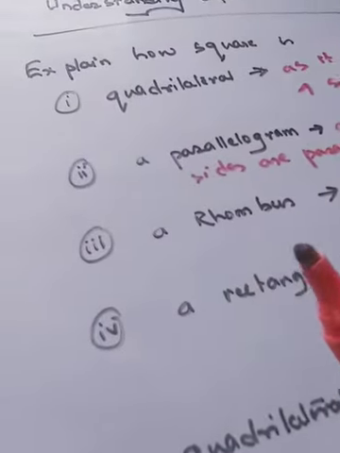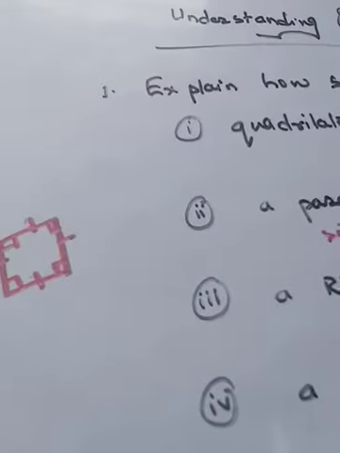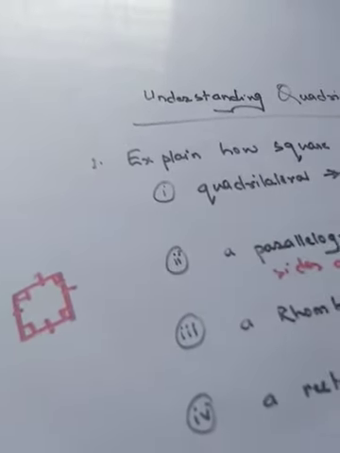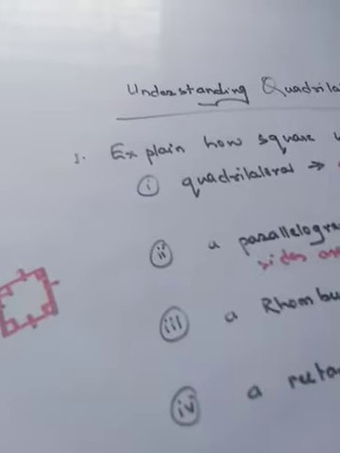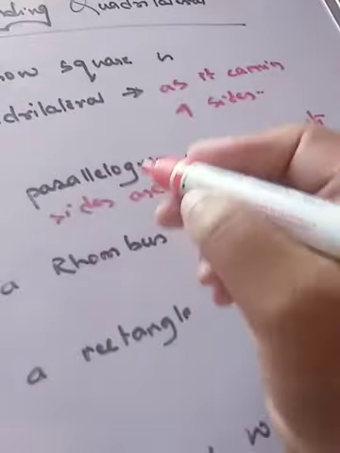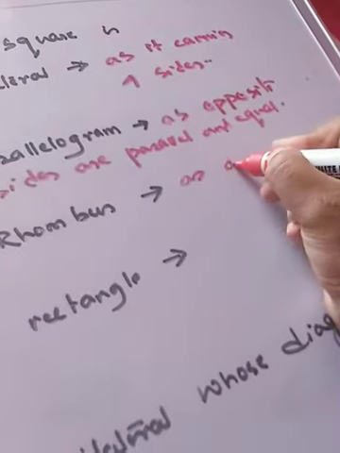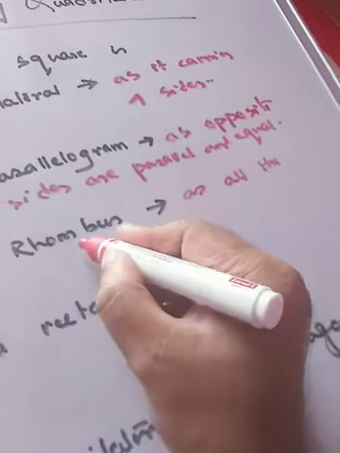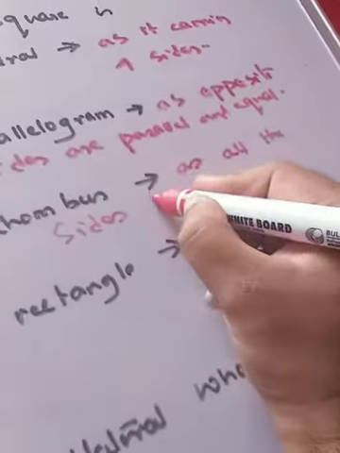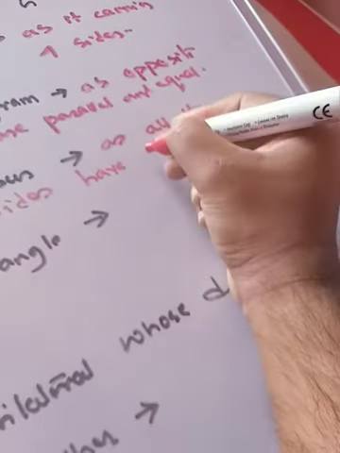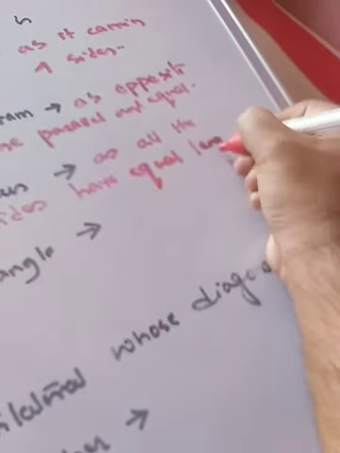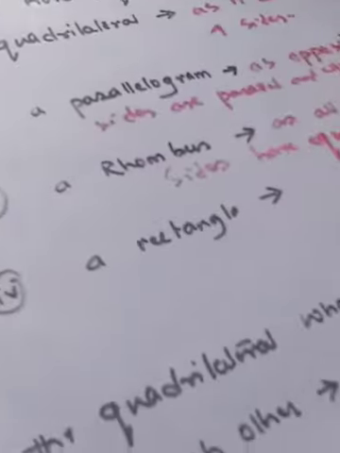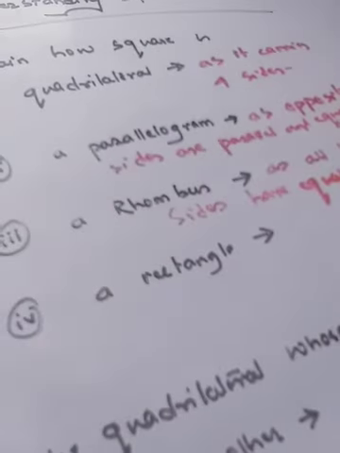Now why is a square a rhombus? There is one common property which square and rhombus share. You know what? In square and rhombus, all the sides are equal. So why is a square a rhombus? You will say all the sides have equal length. So this is the answer.